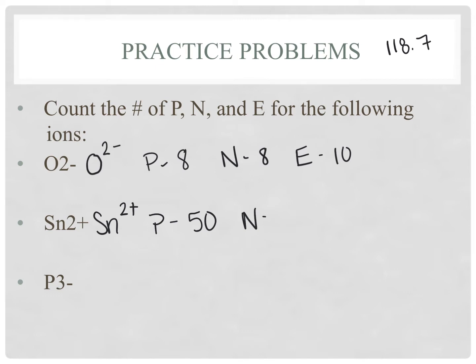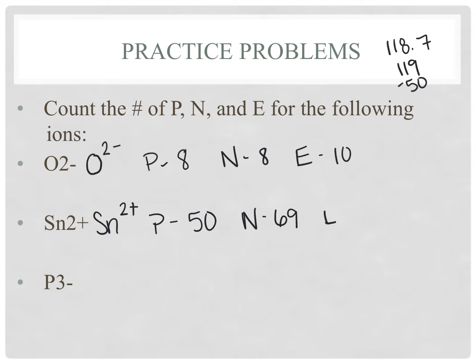Okay, that's good enough. What would you round that to? 119. Okay, so you're going to round that to 119 and then subtract 50. So what's 119 minus 50? Are you getting 69? Yes. Okay. Are we okay on neutrons?